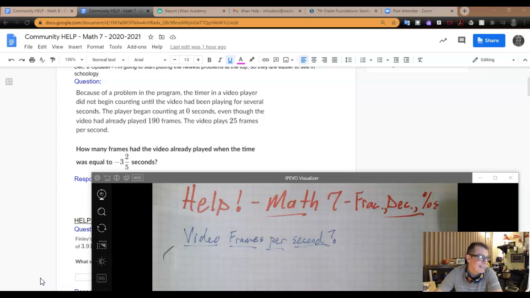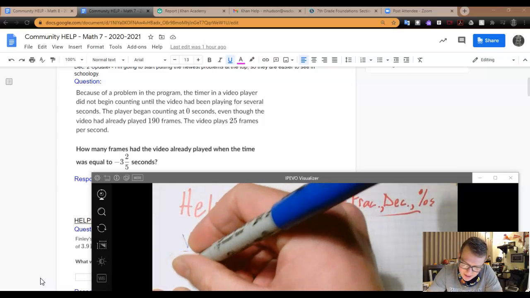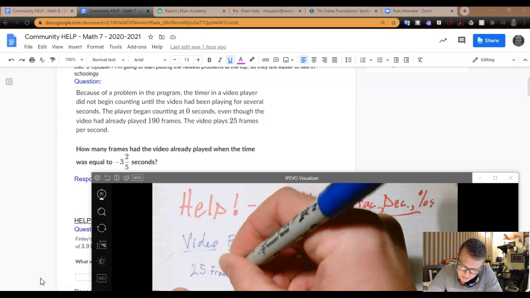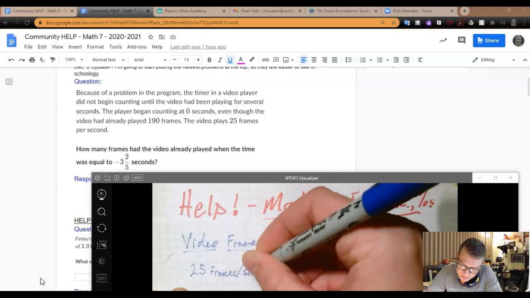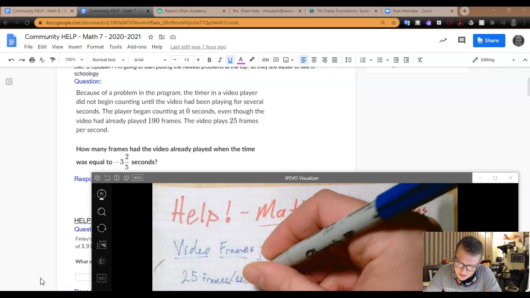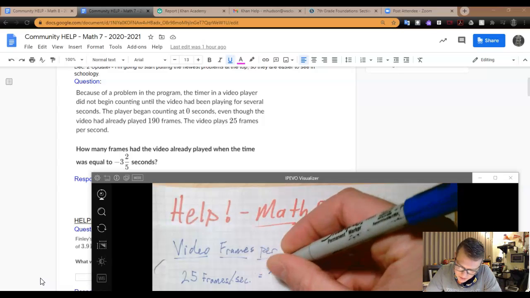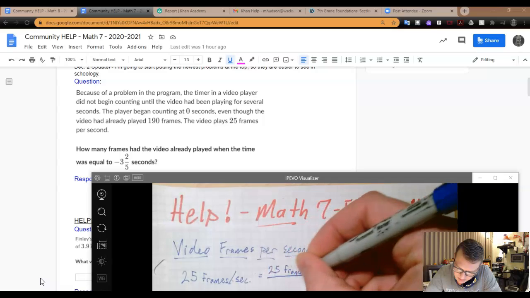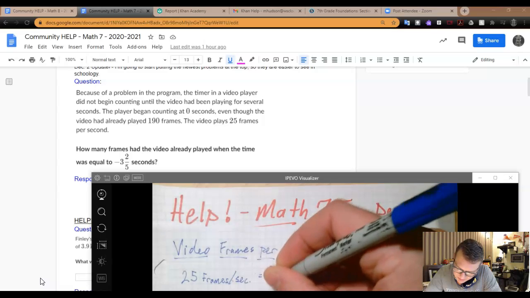The player began counting at 0 seconds, even though the video had already played 190 frames. So the video is playing 25 frames per second. I'm going to go ahead and write that down before I even know what we're trying to solve. I could also write that as 25 frames per second.